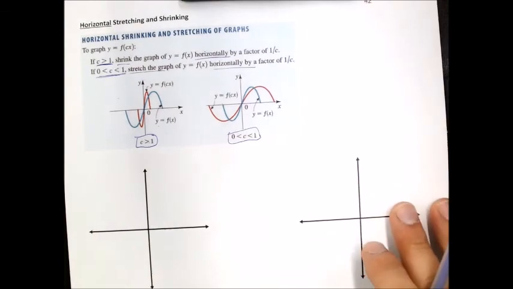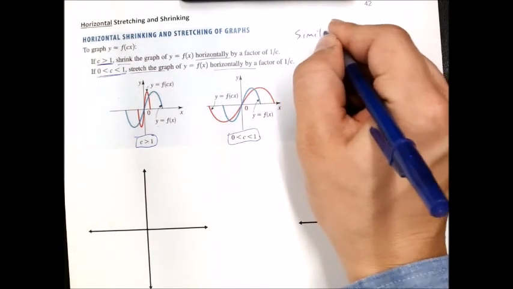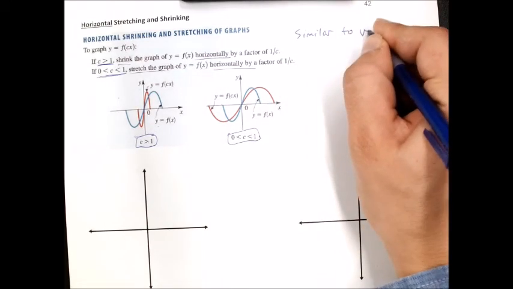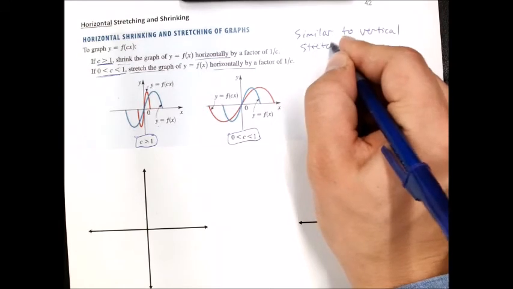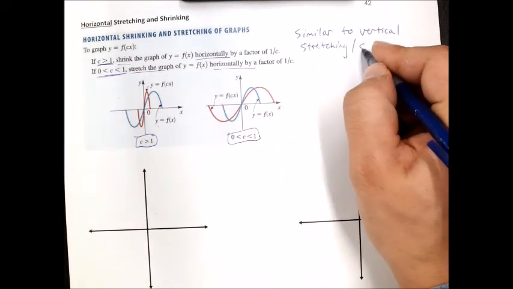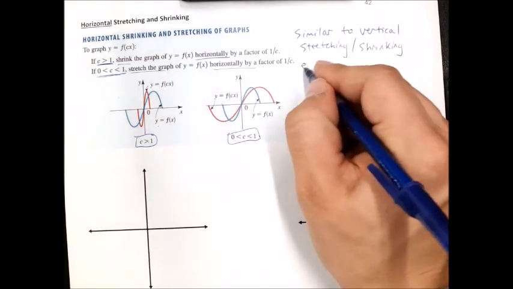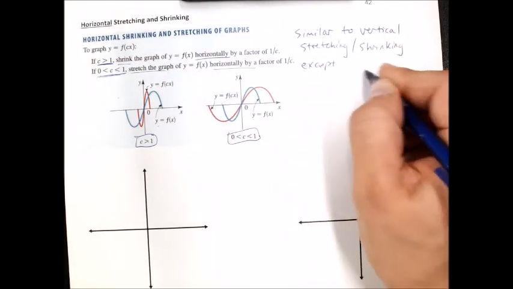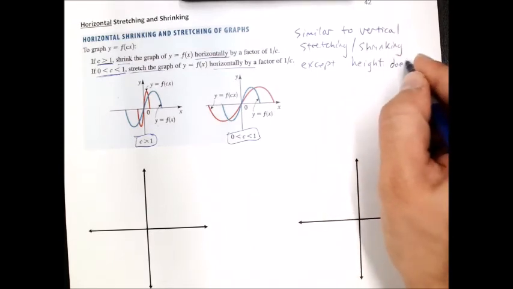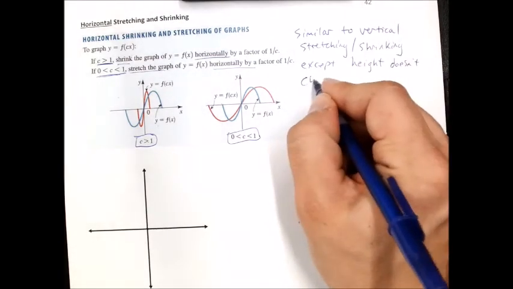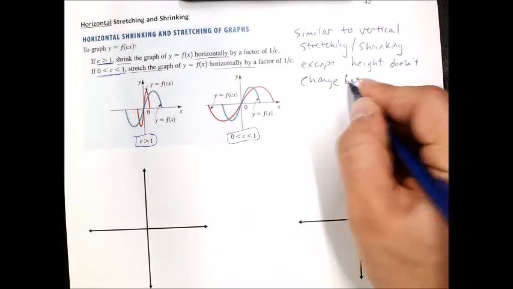I will just add a quick note here on the right, which is that this is very similar to vertical stretching and shrinking, except one thing that you might want to notice. Except the height doesn't change. But the x-intercepts do.